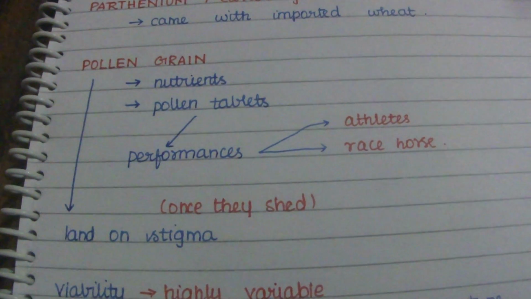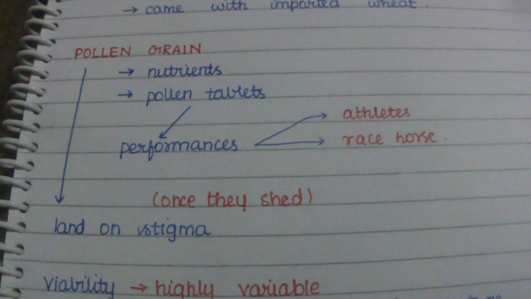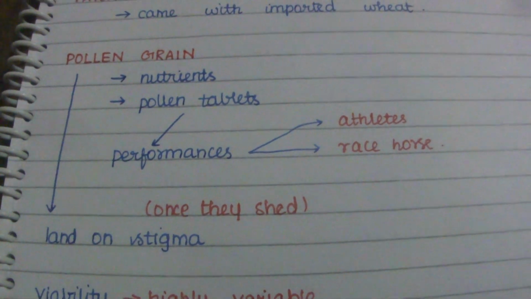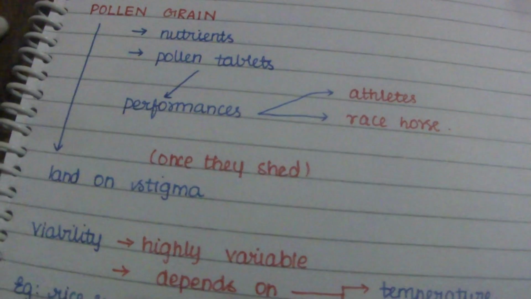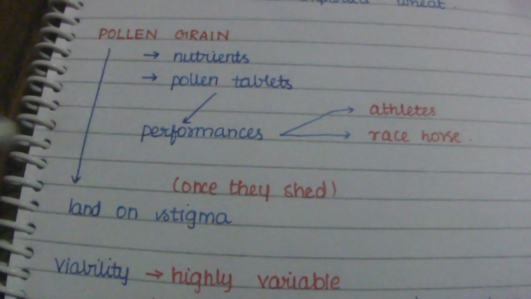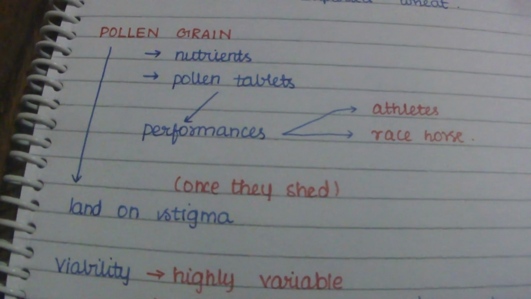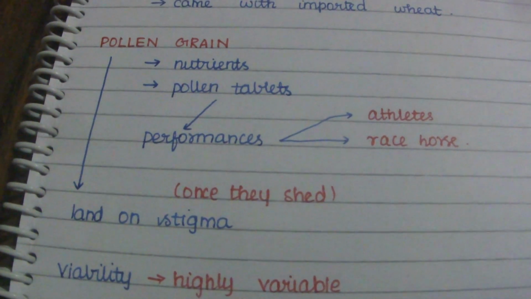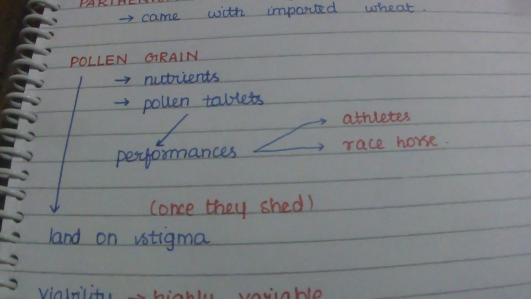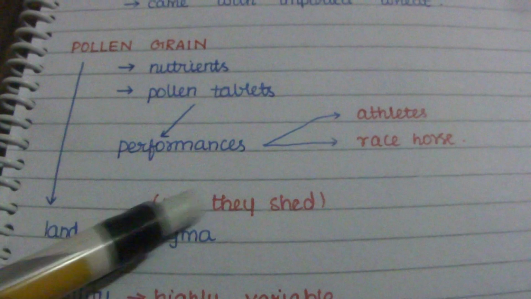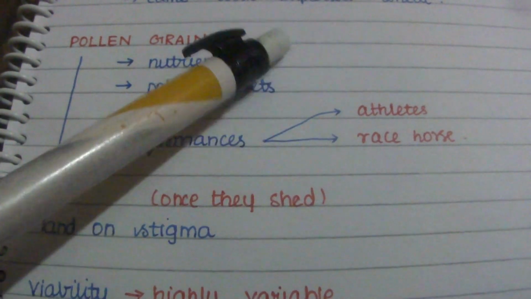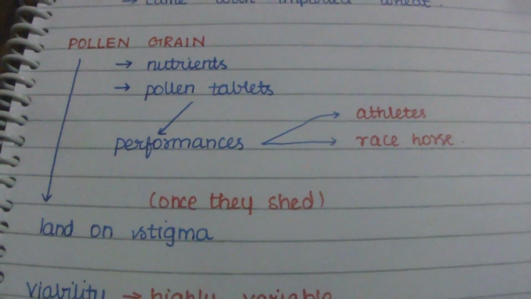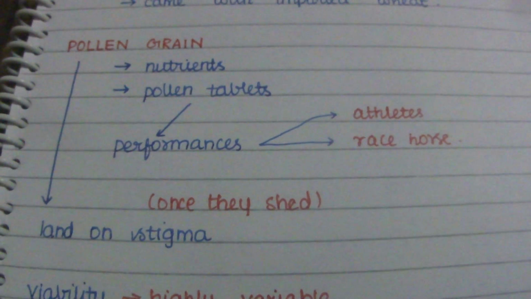Pollen grains are rich in proteins and nutrients. Nowadays it has become a fashion to use pollen tablets as food supplements. Mostly in Western countries they are used in the form of tablets or syrups that are available in the markets. They are given to athletes and race horses in order to improve their performance.